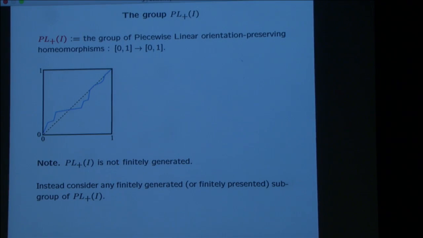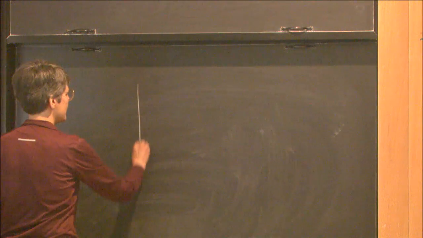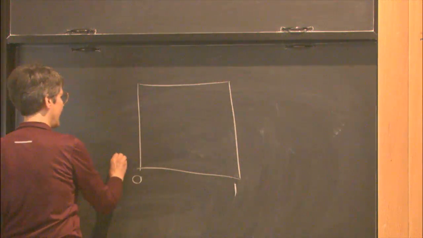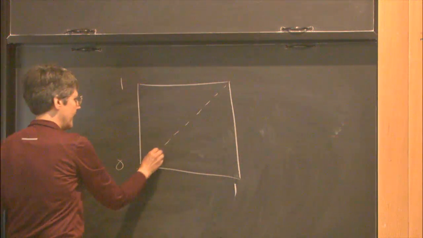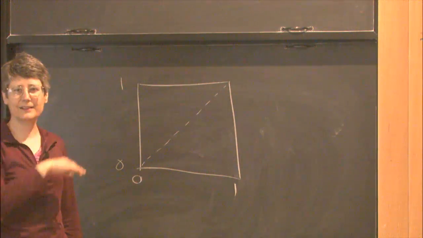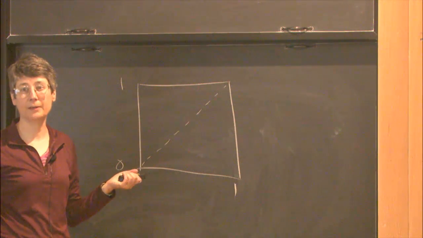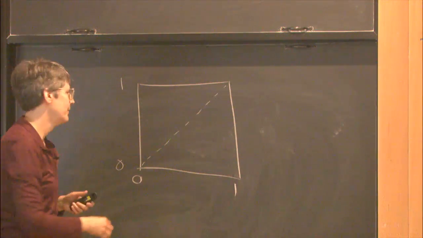Okay, so this group is very not finitely generated. And in particular, there's just all kinds of stuff inside of this group. So I'm drawing in this box the graph of a homeomorphism. And I also dotted the line for the homeomorphism that is just the identity map, because I want to get some sense of, is it going up, is it going down?